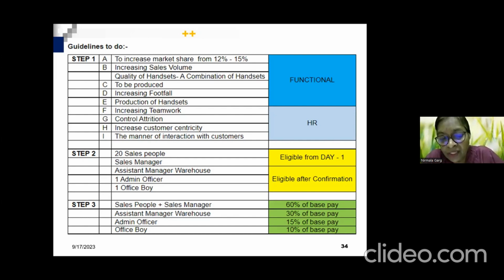Salespeople are reporting into the sales manager. Then there is an assistant manager for the warehouse, who takes care of all the merchandise. That means ensuring that the handsets are there. Under him, there are two people reporting: one is the admin guy, and the other is the office boy. The admin guy makes bills, etc., and the office boy opens and shuts the shop door, gives water, all these things. Okay. So these are the people.